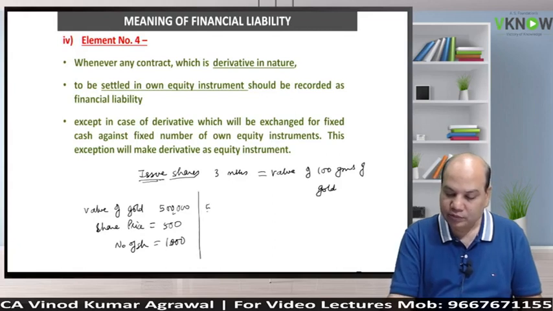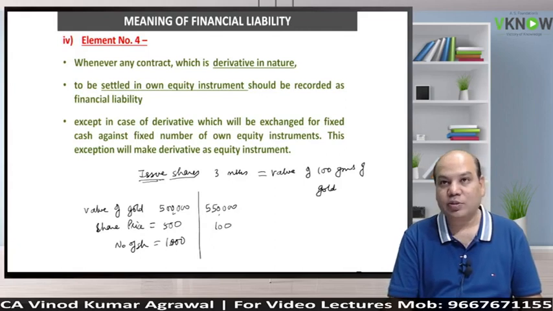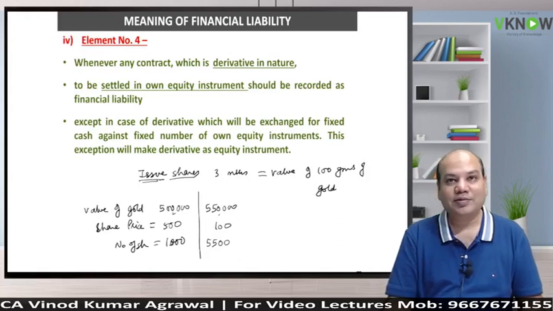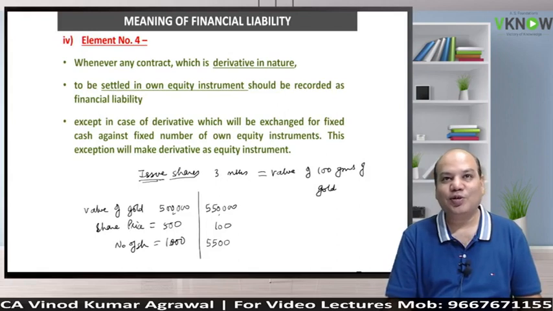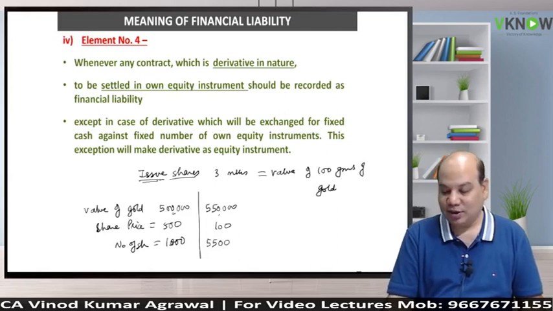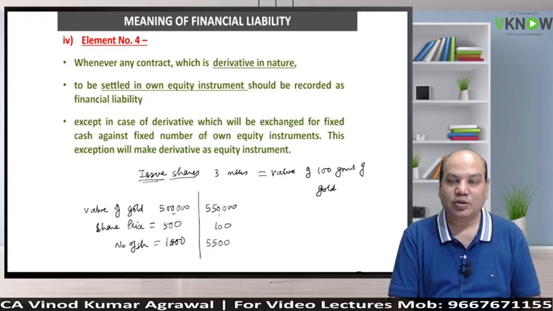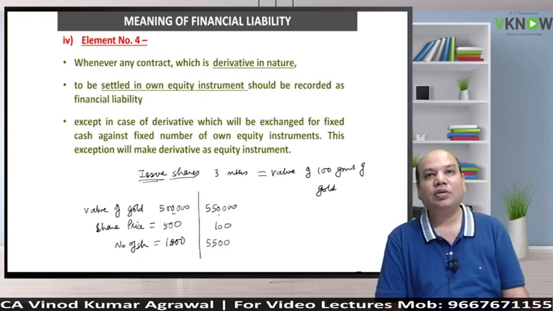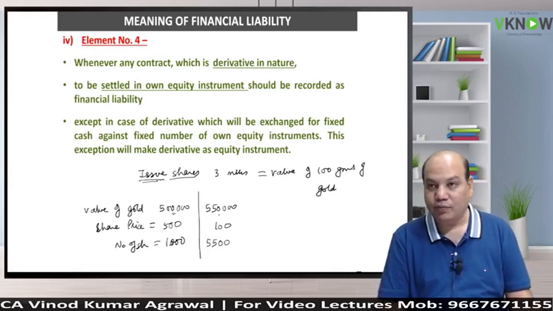Value of the gold is 5,50,000 and the price of the share is 100 rupees. The number of shares to be issued will become 5500. So there both are variable. The amount to be paid is also varying and the number of shares to be issued is also varying. Okay. So then it will become a financial liability. So even if one of them is varying, it will become a financial liability.